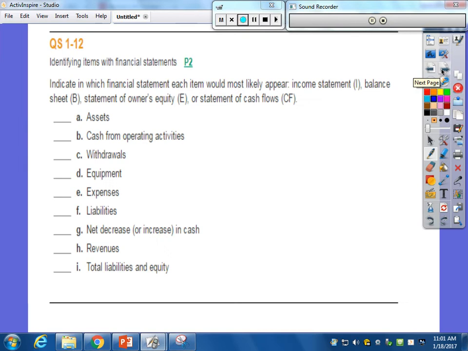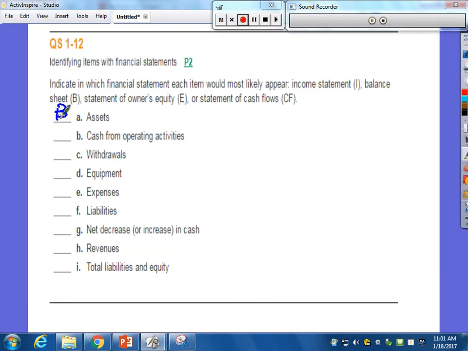All right. So Quick Study 1-12 says indicate in which financial statement each item would most likely appear. I for income statement, B for balance sheet, E for statement of owner's equity, and C F for statement of cash flows. So assets, what statement is this going to appear on? Balance sheet, good. B, cash from operating activities. Statement of cash flows. Withdrawals. Statement of owner's equity, good. Equipment. Balance sheet, because equipment is a what? Asset.